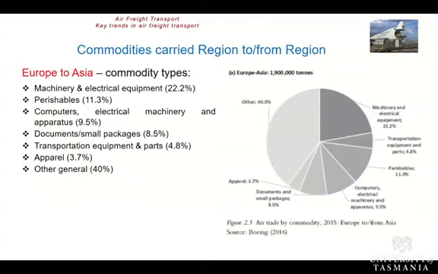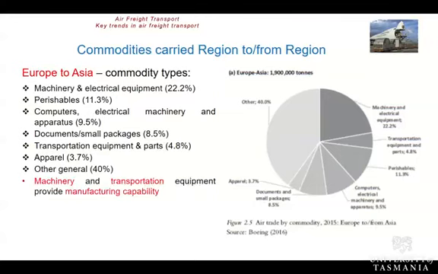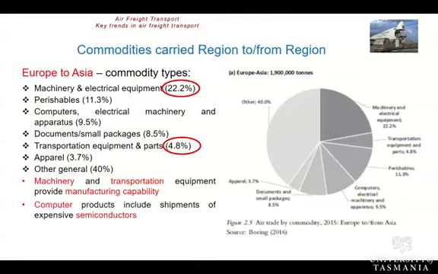If we have a quick snapshot at the look at the commodities there, machines, perishables, computers, all those type of commodities that we've already spoken about, which you would expect to find in a profile of air cargo. The machines and transportation equipment going towards the manufacturing capability of Asia. Computer products, mainly concentrating around semiconductors, which are also going to go into the manufacturing of computers in Asia.